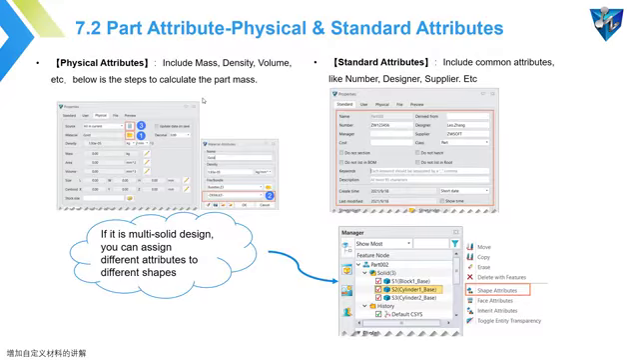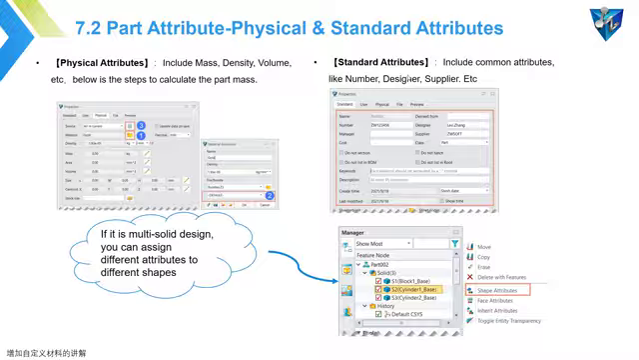Okay, next is physical attribute and standard attribute, which are necessary for mechanical design. For physical attribute, as its name implies, it includes mass, density, area, volume, and etc. For standard attribute, there are some basic information like part number, designer, supplier, description, created time, and etc.